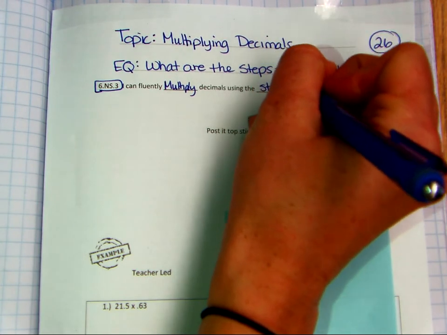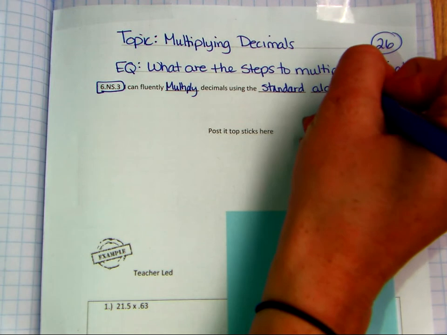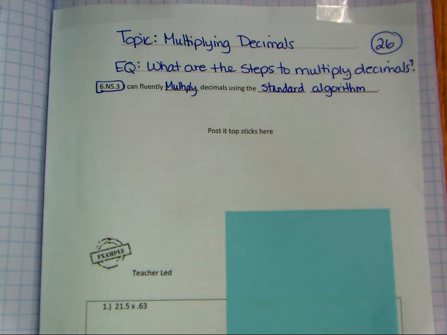Now, you might be used to doing different ways of solving decimal multiplication problems. Maybe you did a base 10 or some type of a table or a model, but for this lesson we're just going to use the standard algorithm, which is the way that we most efficiently can multiply decimals. It's kind of the quickest way, the easiest way I've found to do it.